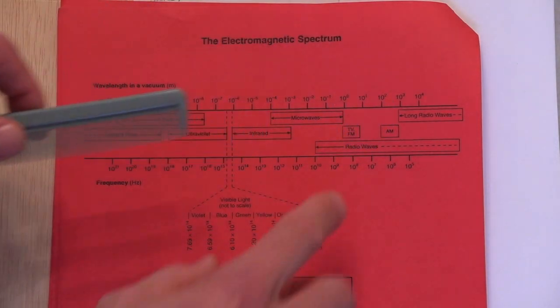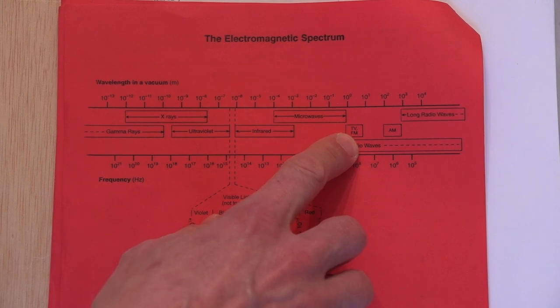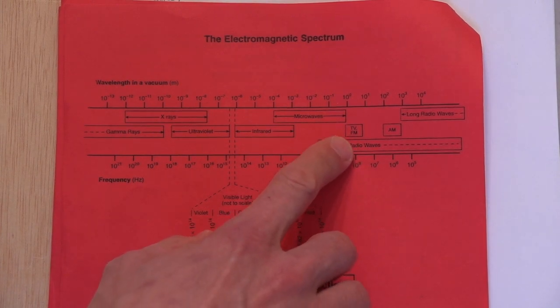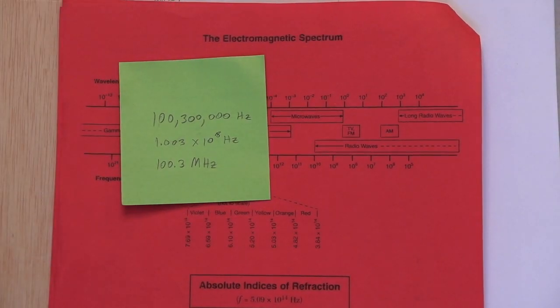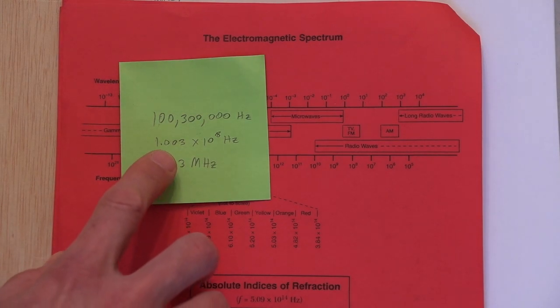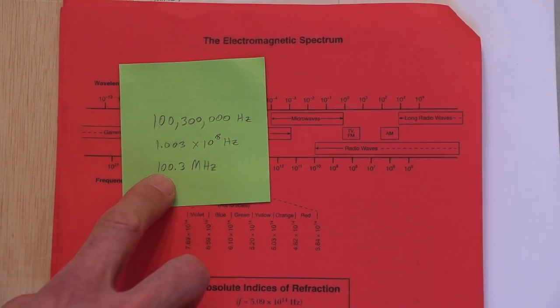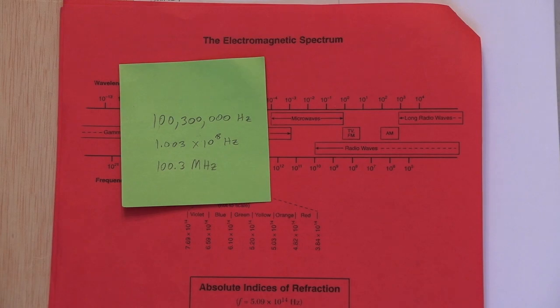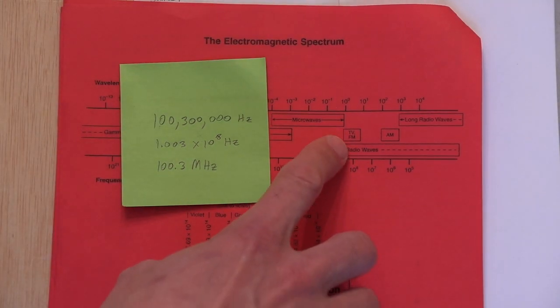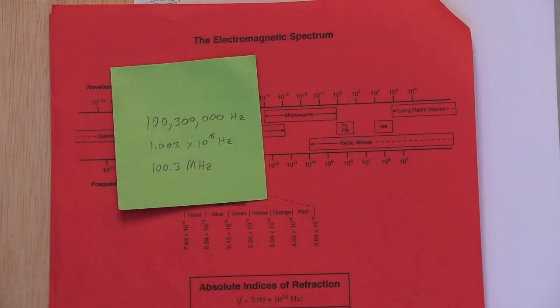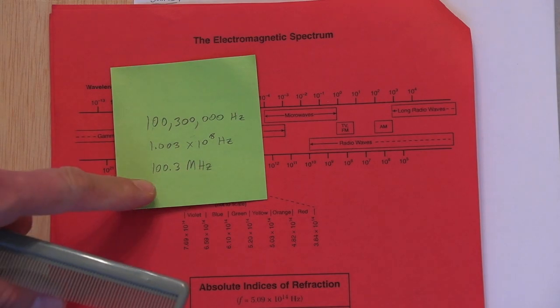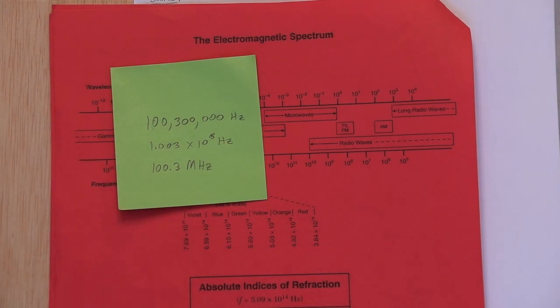If I shake faster still, you see that basically I am somewhere in this region. If I shake 100,300,000 times per second, which is 1 times 10 to the 8th, or 100.3 megahertz, that's Z100. Shaking this comb 100 million times a second, I'm in the FM part of the spectrum, and I could interfere with Z100 by making my own electromagnetic wave that goes into people's car radios. So that's what these are.